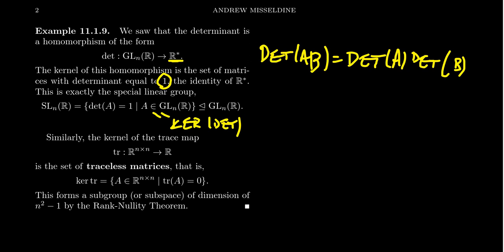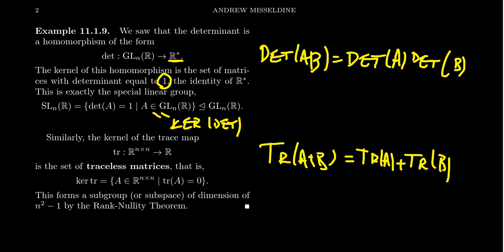Because for the trace here, you want to take the sum of two matrices. So the trace of A plus B equals the trace of A plus the trace of B, right? This is a very simple property. So it's a group homomorphism. So we could ask, what is its kernel? The kernel is going to be the set of the so-called traceless matrices. That is the matrices whose trace is equal to zero. So those matrices that disappear without a trace.